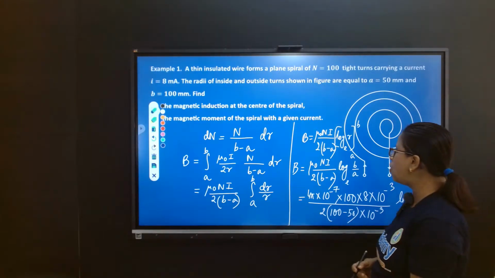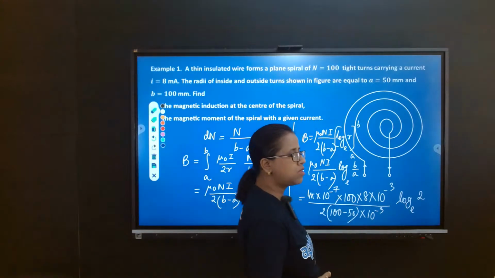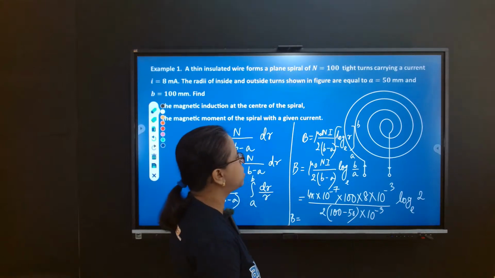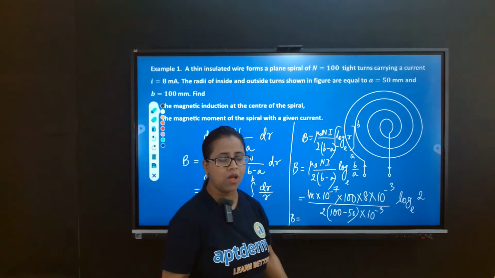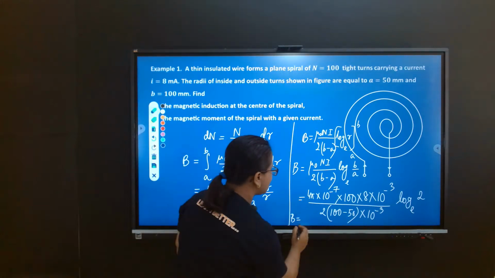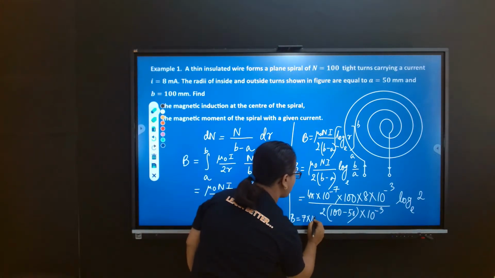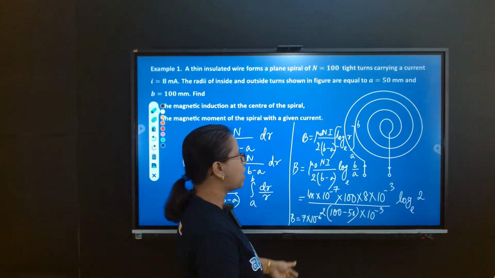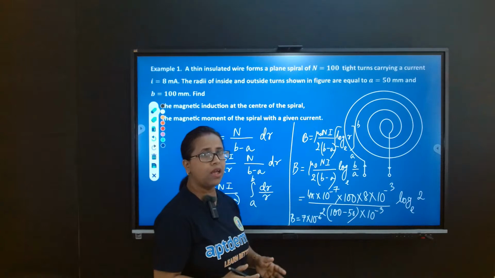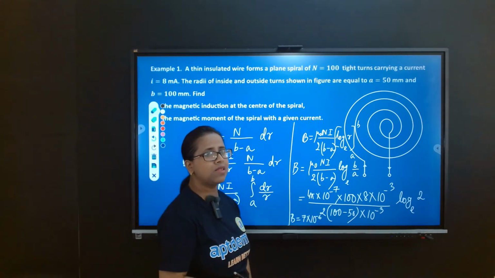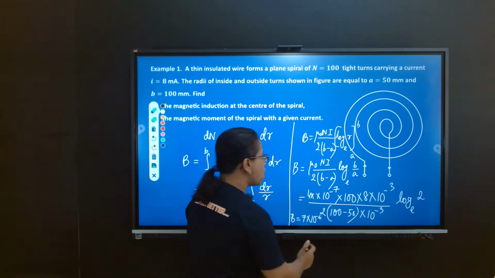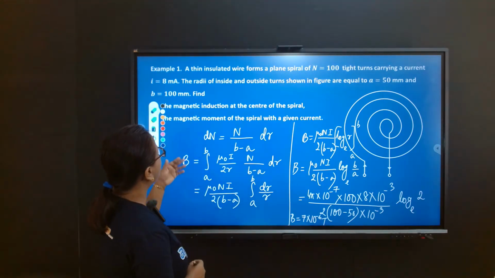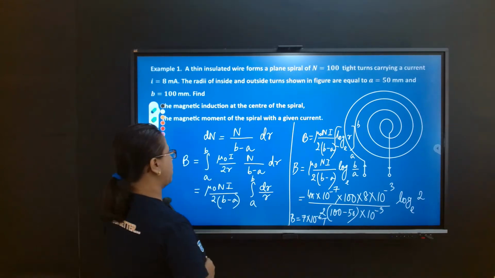Now when we put in all the values and we calculate this, we arrive at a value of magnetic induction at the center of the spiral, B being equal to 7 times 10 to the power minus 6. This is the numerical value. And since we have done the problem in SI units, we will arrive at the SI unit of magnetic induction, which is Tesla. So this is how we proceed for the first part of the problem.